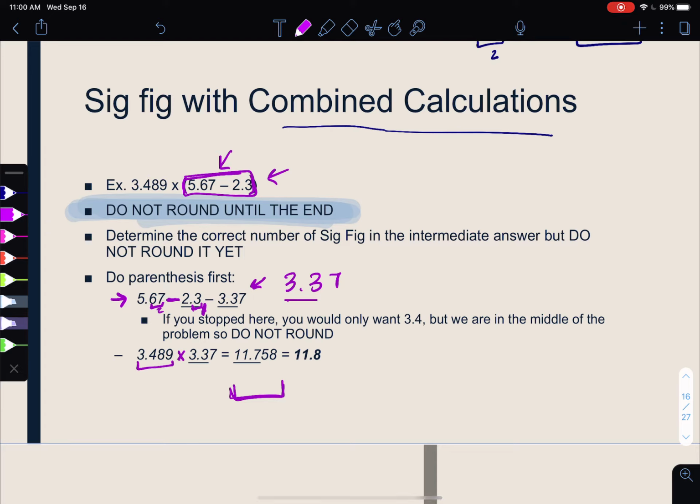So right here, we have 4. And remember, here we only have 2 because these are the only 2 that were significant. So that means that my answer can only have 2. I'm sorry, I did that wrong. So my answer, if it's 11.758, I can only have 2 sig figs. So my answer is 12.